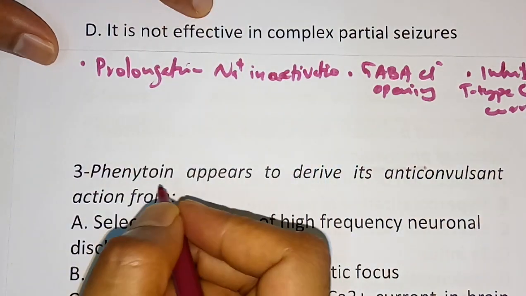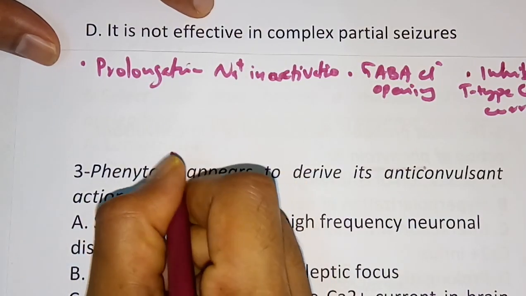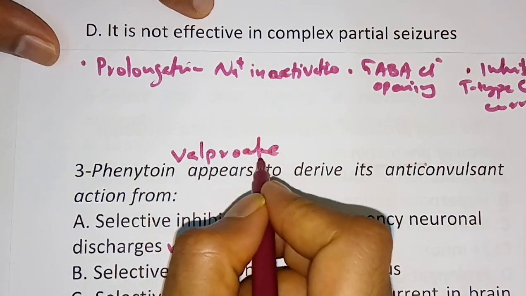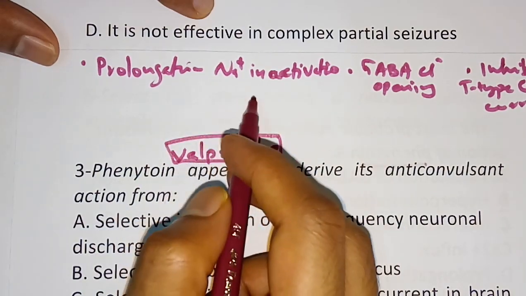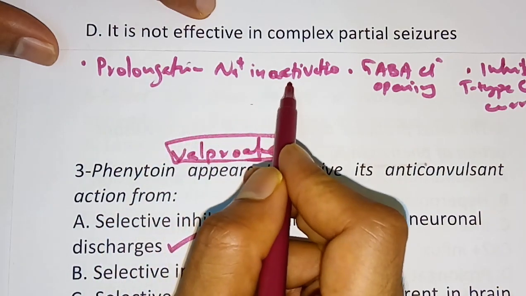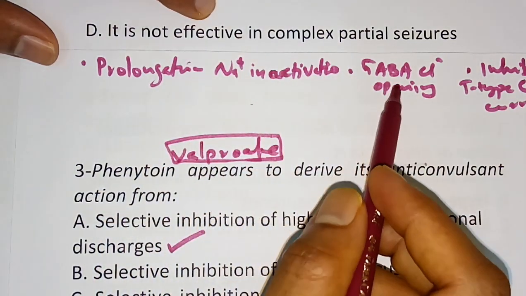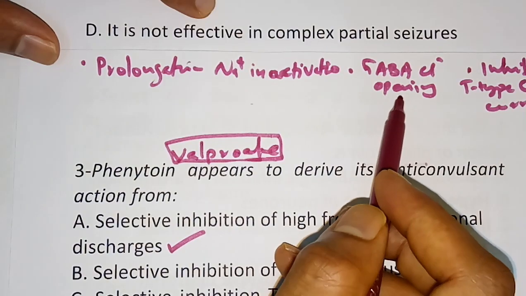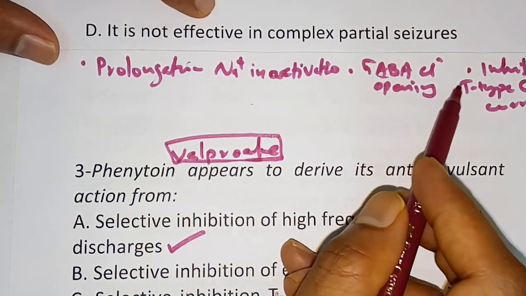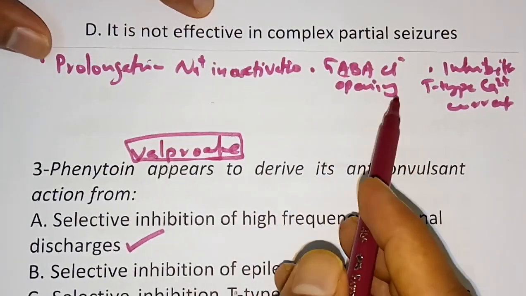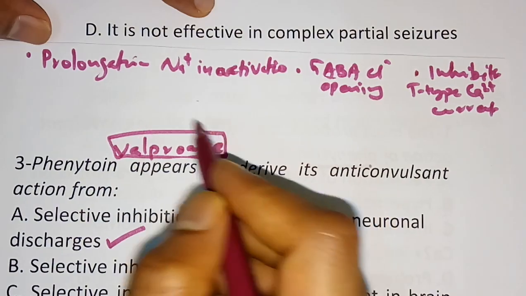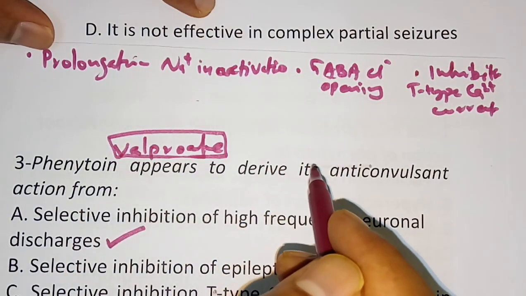One thing you have to remember: valproate. Valproate is very important. Here valproate has all of these 3 actions. It causes prolongation of sodium channel inactivation, facilitation of GABA chloride channel opening, and also inhibition of T-type calcium current. So valproate has these 3 types of mechanism.